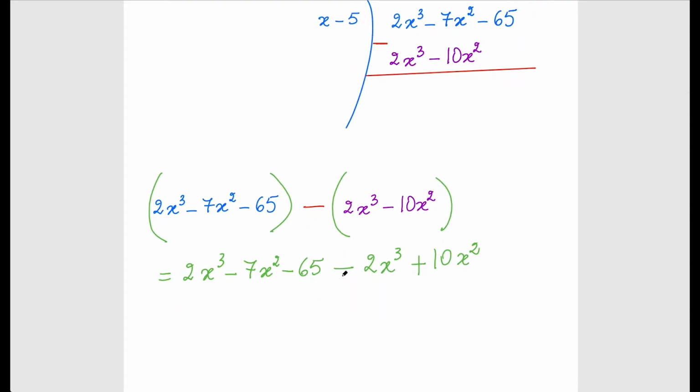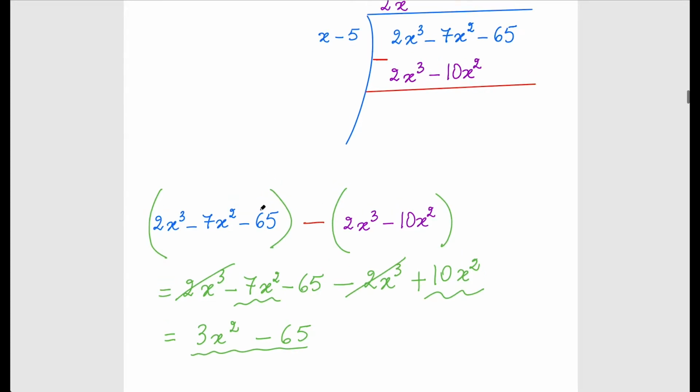And now if you combine like terms, what do you get? This guy and this guy cancel each other. This guy here and this guy here, we get what? 10x squared minus 7x squared is 3x squared. And minus 65. Correct? So if you subtract the purple from the blue, you get 3x squared minus 65. So that's exactly what's going to be done here. Whatever I did here, it's going to be done in a vertical fashion. I'm not going to always write it in a horizontal fashion. I'm going to do it vertically.